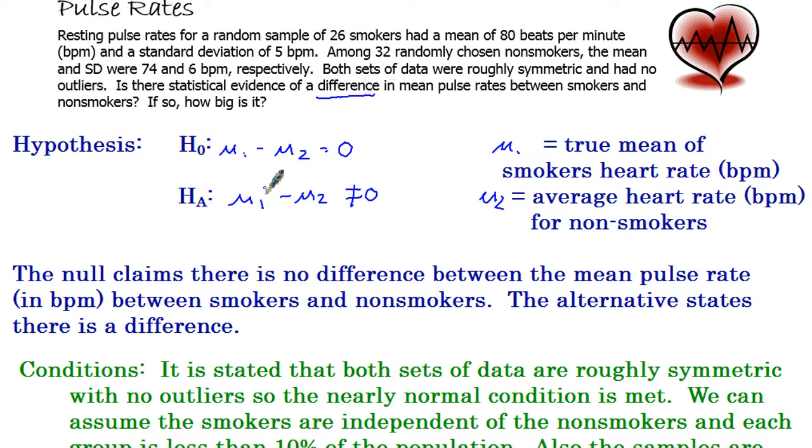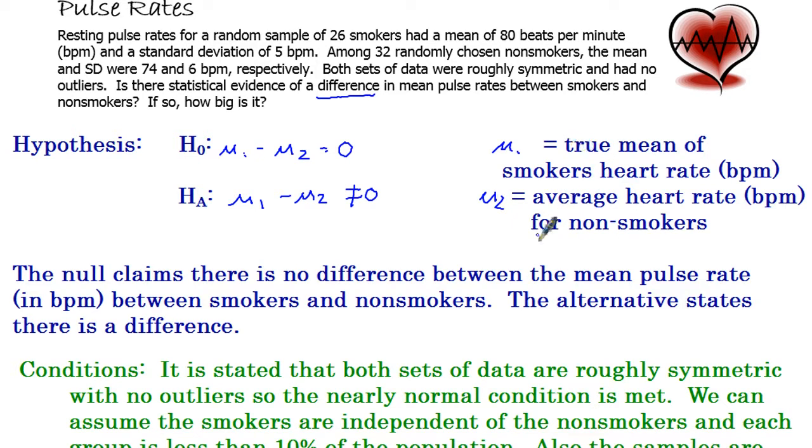Remember, it's not taking a stance that one is bigger than the other, so we're just going to do a two-tailed test here. Again, we have mu1 minus mu2 equals 0. Keep in mind, you can always write that as mu1 equals mu2, and mu1 does not equal mu2. You don't have to do the 0 thing. Over here, I want to point out two different ways you can define them. Mu1 is the true mean of smokers' heart rate, and mu2, another way you could write that, is the average heart rate for non-smokers. You can use the phrase true mean, or you can just use the word average.